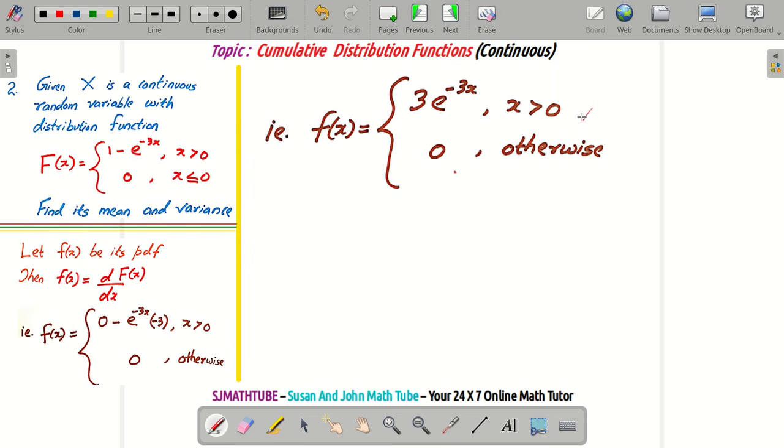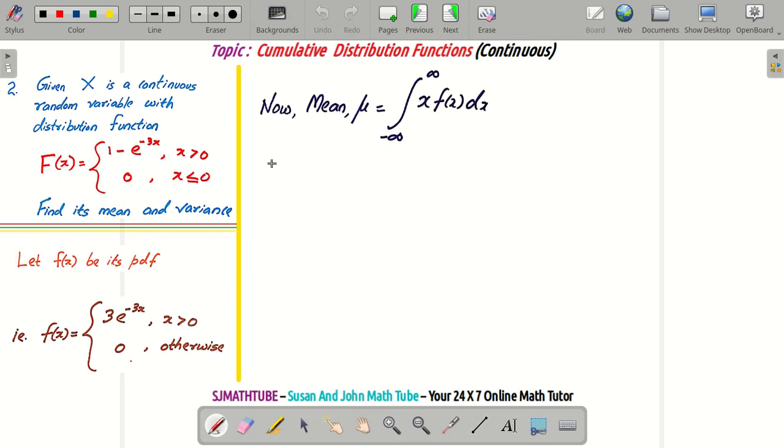Now, this is a straightforward question. You know the PDF, and you want the mean and the variance. I hope you still remember the formula for mean and variance. Mean is integral x into f of x dx. Now we split like minus infinity to 0 and 0 to infinity. You can see it's a two-piece function.